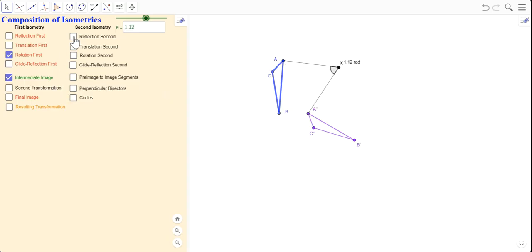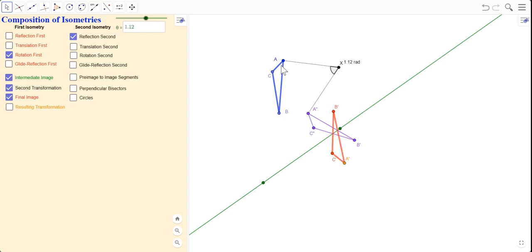What if the second one is a reflection? So we need a mirror line for the reflection, and then to get the final image, we take the intermediate image, the image of the rotation, and reflect it across this. Just as I did earlier, for the image of the first transformation I use double primes, but the final image that we're getting is using the single primes. So the final image from A is rotated to A double prime and then reflected over this to get to the final image of A prime.